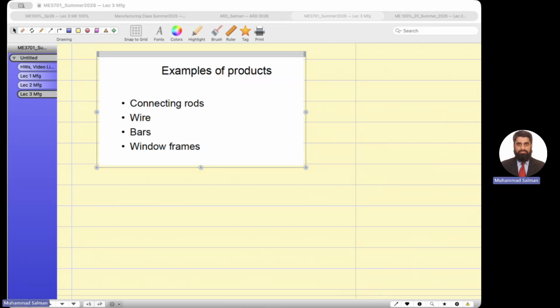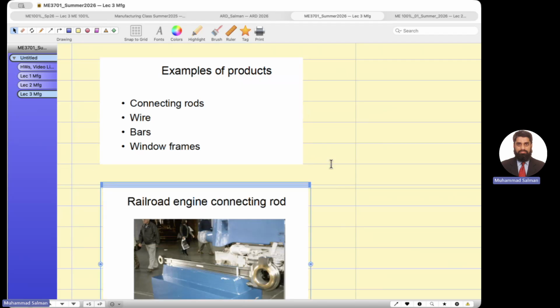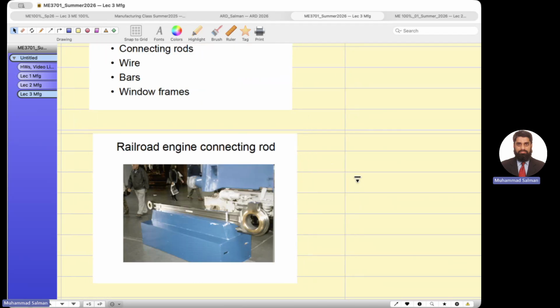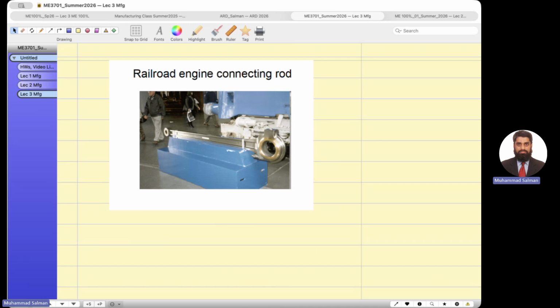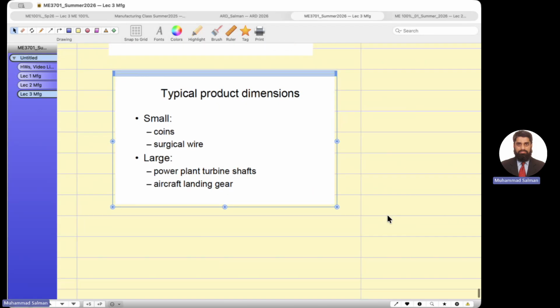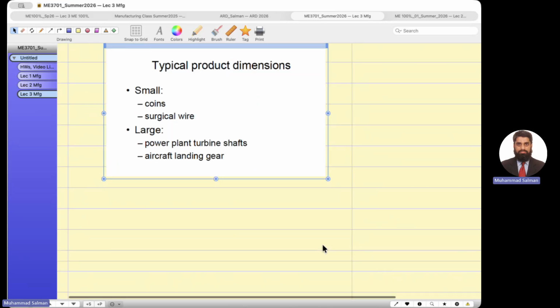The railroad engine connecting rod, very big connecting rod, they are forged with the big hammer process. Forging force comes and adopts the shapes. Typical product dimensions: small to large. Small examples: small forging processes, coins, surgical wires. Large: power plant turbine shafts, aircraft landing gear. They are very large, but they are still deformation processes.